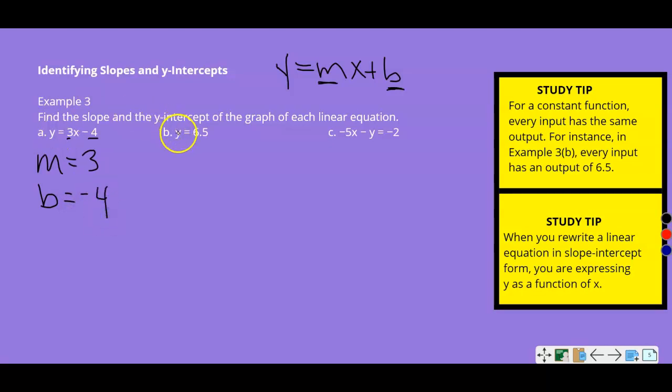All right, this one says y equals 6.5. Since there's no x involved, there's no slope here. So that means the slope would be 0. And the y-intercept is 6.5.